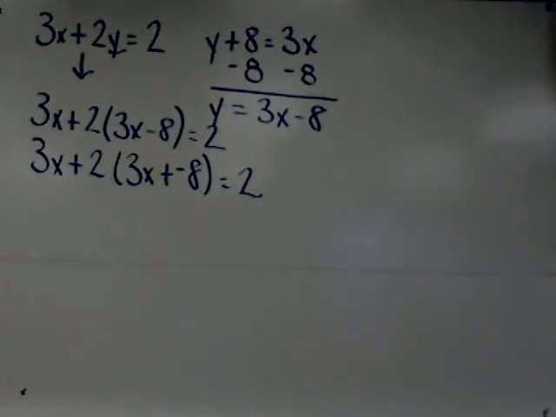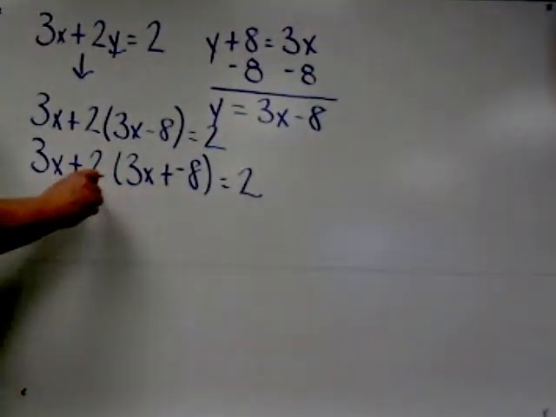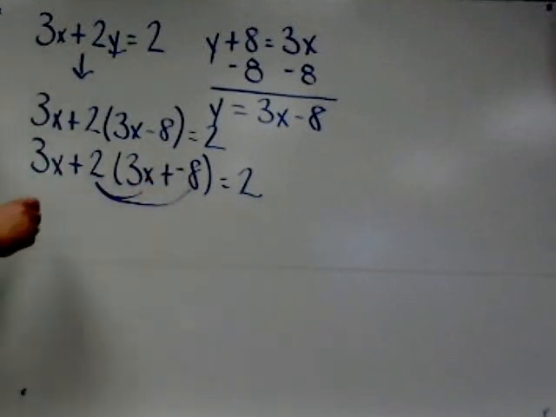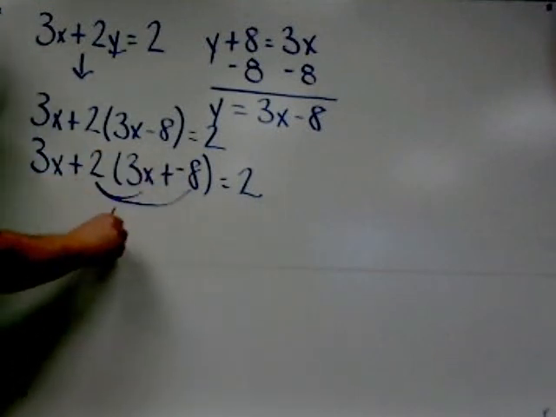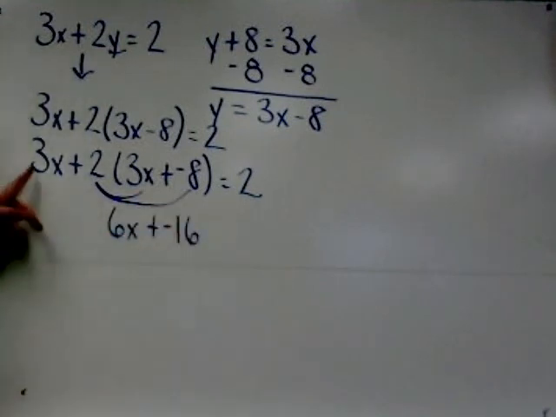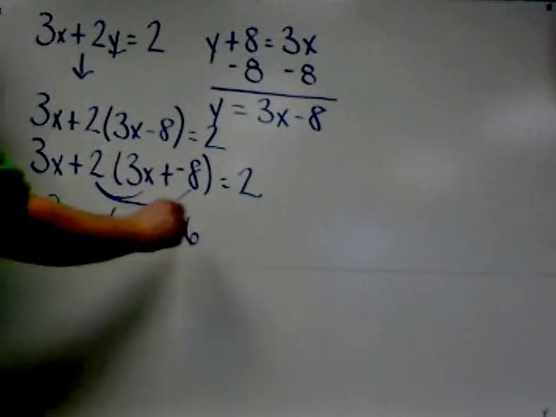Now I'm going to go ahead and use the distributive property with these parentheses, and I'm going to distribute the 2 through. Remember, the 2 has to go through to the 3x and the negative 8. 2 times 3x is 6x. 2 times negative 8 is negative 16. The 3x and the 2 stay in the front and back respectively.